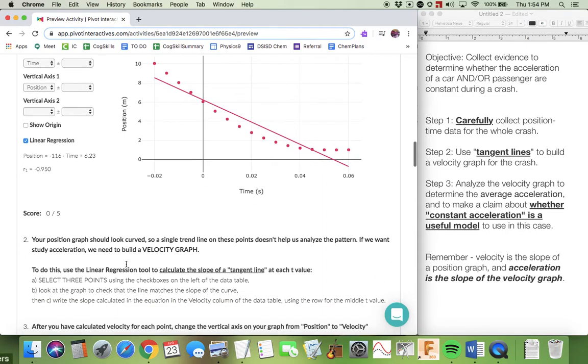This is where it gets kind of tricky. To do this, you want to use the linear regression tool to calculate the slope of what's called a tangent line. The tangent line tells us the slope of a curved line at one specific point. So here's how we do it. Select 3 points using the checkbox on the left of the data table.